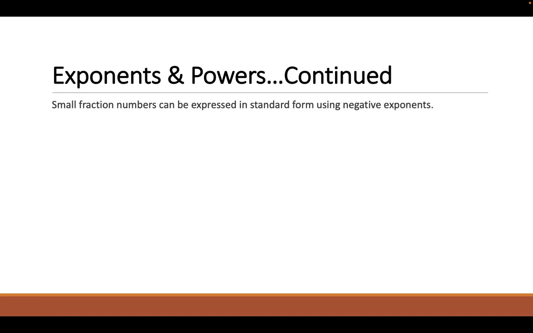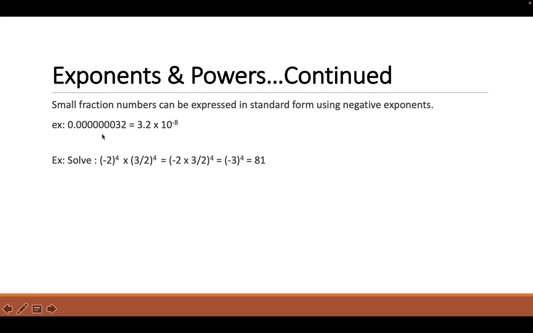Next one. It's saying very small fraction numbers can be expressed in standard form using negative exponents. So this is a fraction number, but we can represent it with the expression of exponents. Reading it is quite difficult, but if you represent it like this, it says 3.2 multiplied by 10 to the power minus 8. So this is easier to represent. As I was saying, fractions can be easily represented using these exponents.